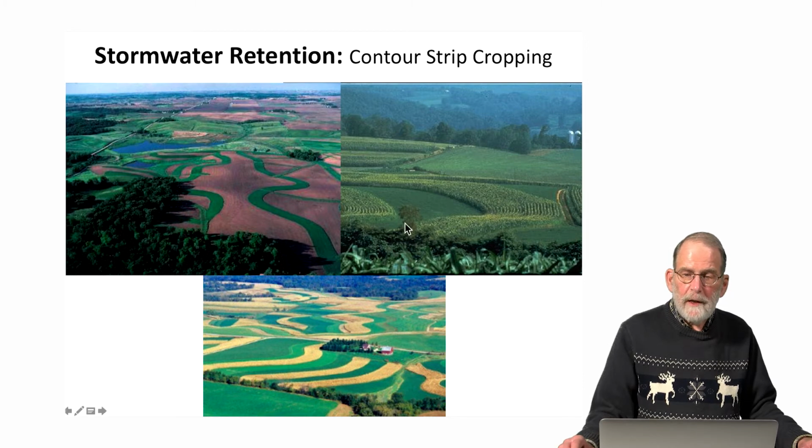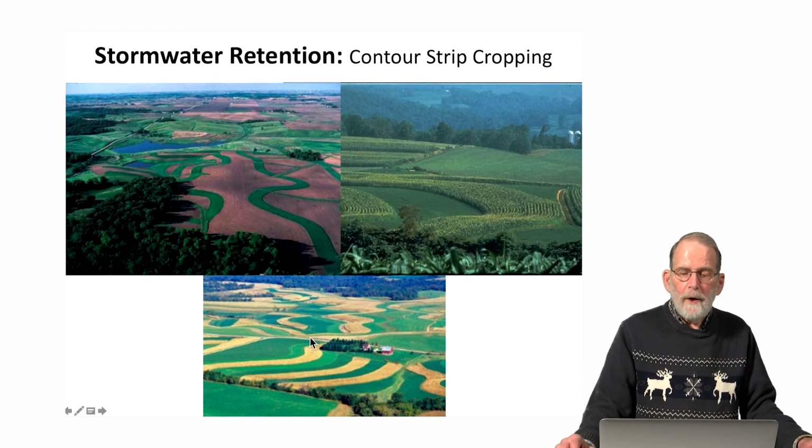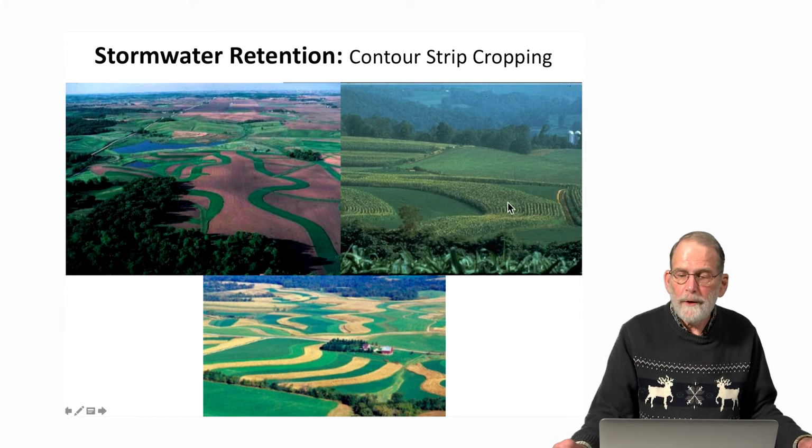We can see in especially the bottom slide, but also the top slides, the concept of contour strip cropping, where instead of running the rows of crops straight up and down slope, we're running the rows of crops parallel to the slope of the landscape. And we can see these crops of corn, these rows of corn bending as they move through the landscape because the slope is going down this way.